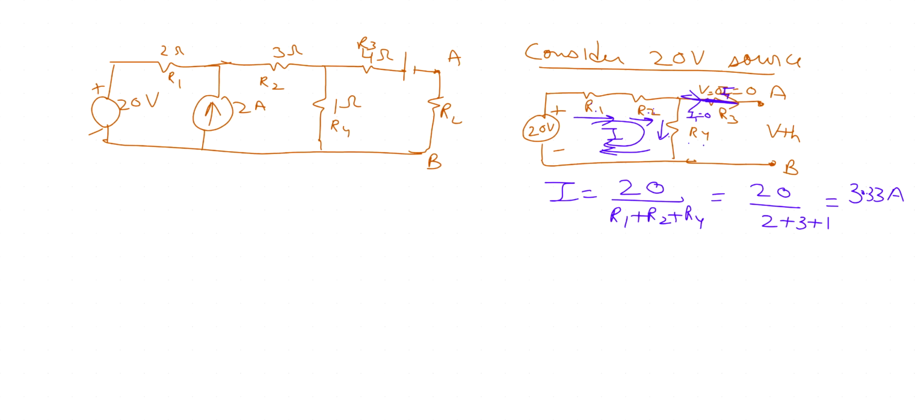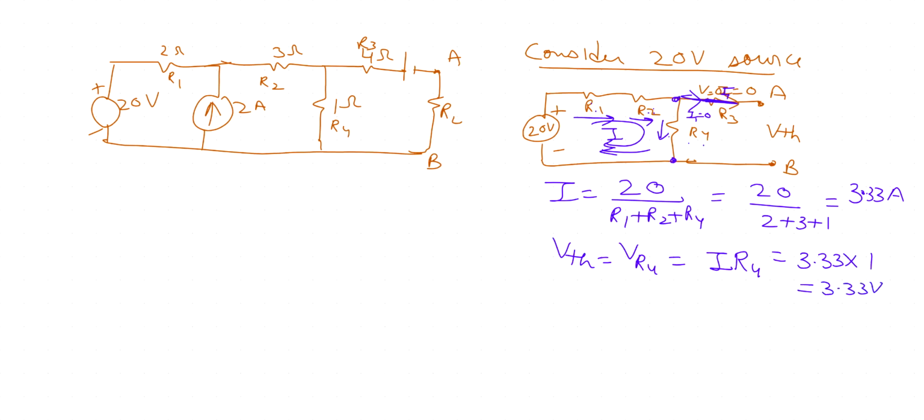So now you know the current flowing through R4 is 3.3 ampere. So voltage across R4 will be Thevenin. So that is the voltage across R4, which is the current flowing through R4 times R4. So current is 3.33 and R4 is 1 ohm. So that gives me 3.33 volt as Thevenin.